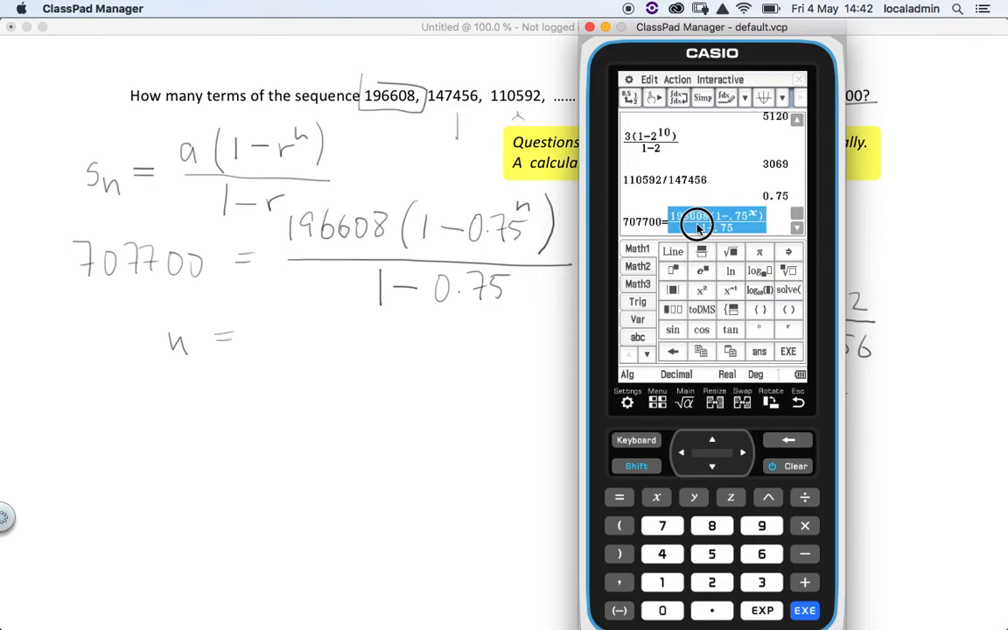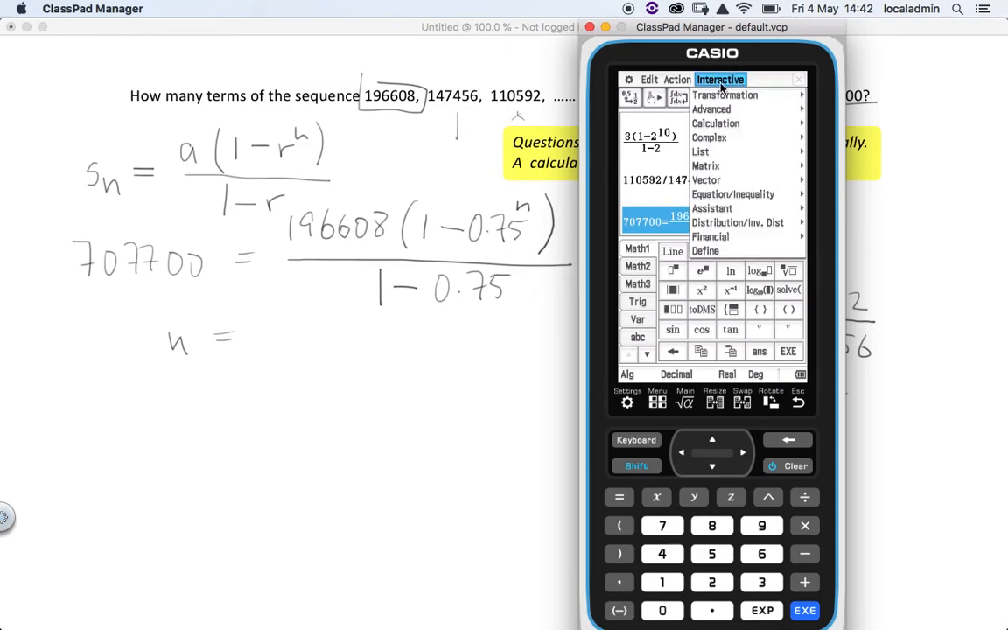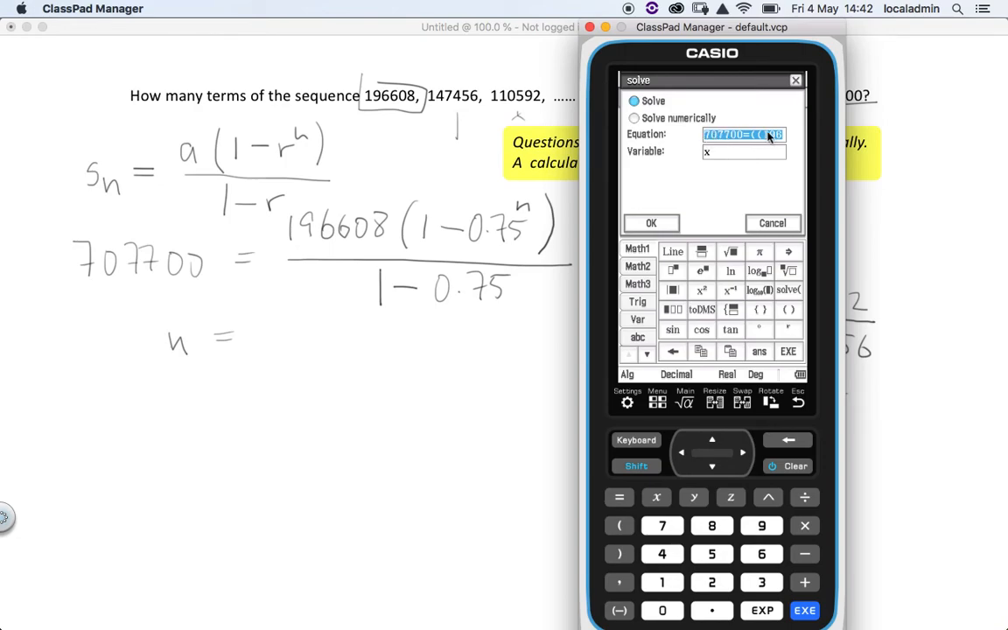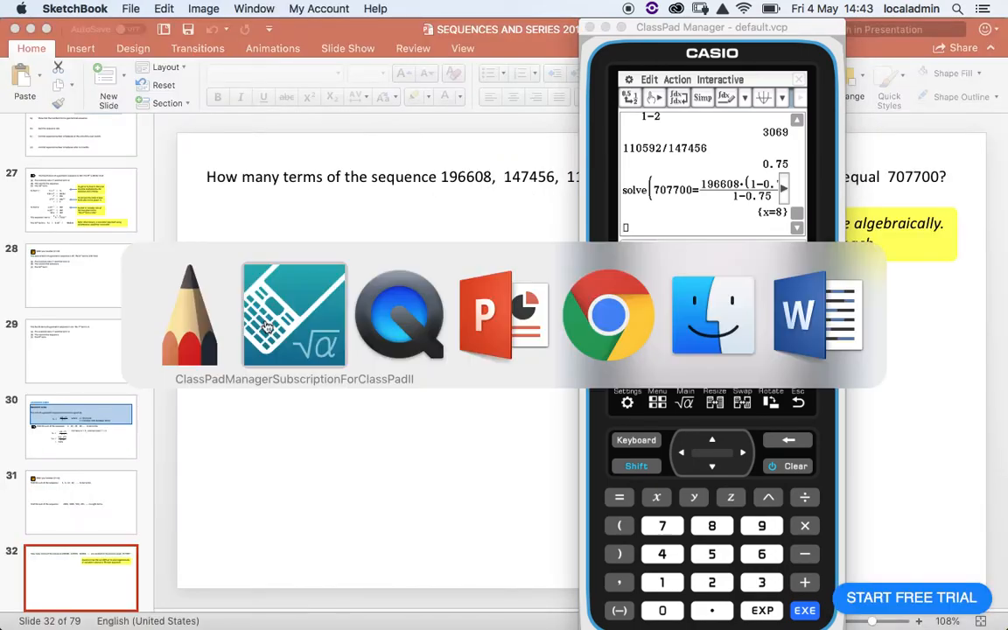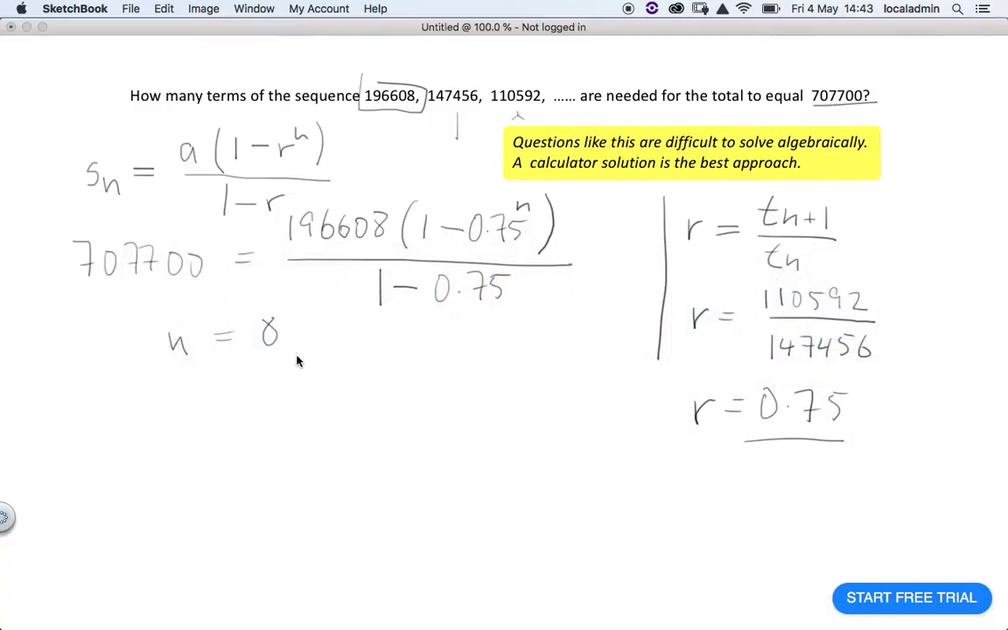Next thing is we want to select all of these. We want to go to interactive, we want to go to advanced, we want to go to solve, and because we have selected it beforehand, it copies everything that was selected into that equation box. And there, the second box, it's asking for which variable do you want to solve, and we want to solve for x because there's only one variable. We say okay, and n happens. Now that happened before, that's a bit odd. So n happens to be 8. Okay, so we need 8 terms in order to find that particular sum.